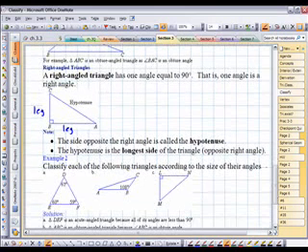So here we have an acute triangle. They're all less than 90. Here's obtuse. We've got one bigger than 90. Here's a right triangle, and their symbol for a right triangle is the little box there.